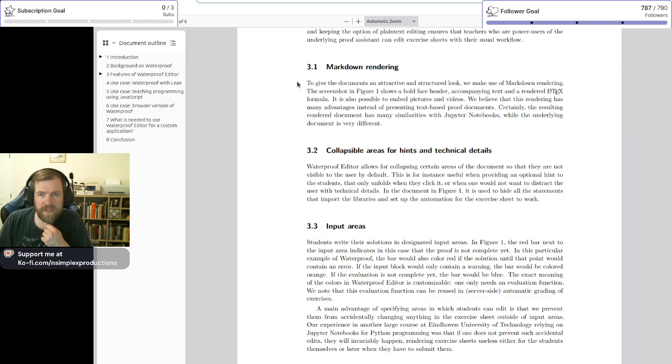Markdown rendering. To give the documents an attractive and structured look, we make use of markdown rendering. Screenshot figure 1 shows a boldface header accompanying text and a rendered LaTeX formula. It's also possible to embed pictures and videos. I believe that this rendering has many advantages over presenting text-based proof documents. Certainly the resulting rendered document has many similarities with Jupyter notebooks, while the underlying document is very different.